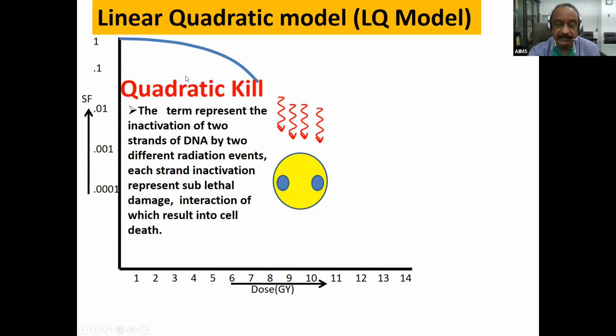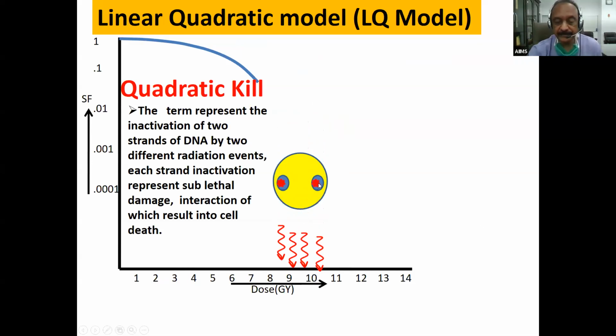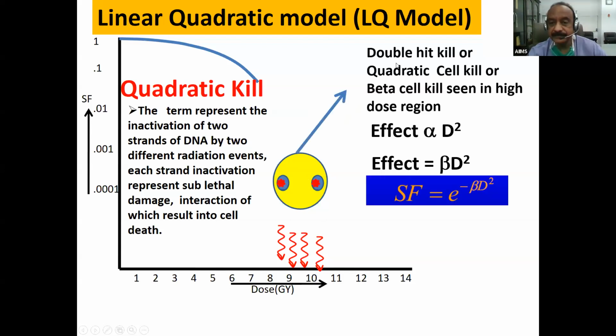Another part of the cell killing is quadratic kill. Now this represents the probability of two critical sites getting deactivated by two different radiation events. So what happens then, as a result of one radiation event, only one critical site is deactivated, resulting in sublethal damage. As a result of another radiation event, another critical site is deactivated, resulting in another sublethal damage, and then the interaction of these two sublethal damages results in cell death. Now this kind of cell death is known as double hit kill or quadratic cell kill or beta cell kill.